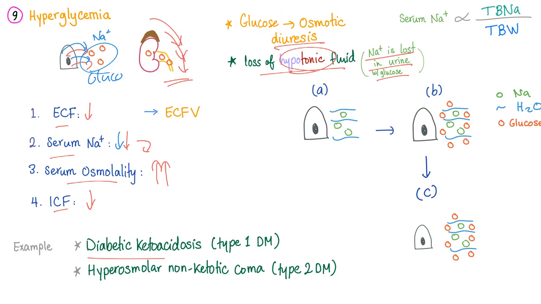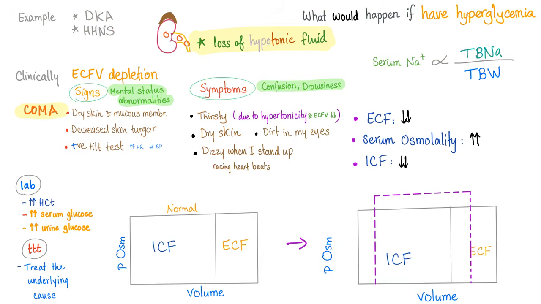Give me an example. Diabetic ketoacidosis, hyperosmolar non-ketotic coma. What will happen when you have hyperglycemia? You will lose a hypotonic fluid. You will have extracellular fluid volume depletion when you lose fluid in the urine, leading to all of these symptoms and hyperglycemic coma, and mental status abnormalities because of the dilutional hyponatremia. How to treat this? Treat the underlying diabetes. And there are specific treatments for diabetic ketoacidosis. We'll talk about this in a later video.